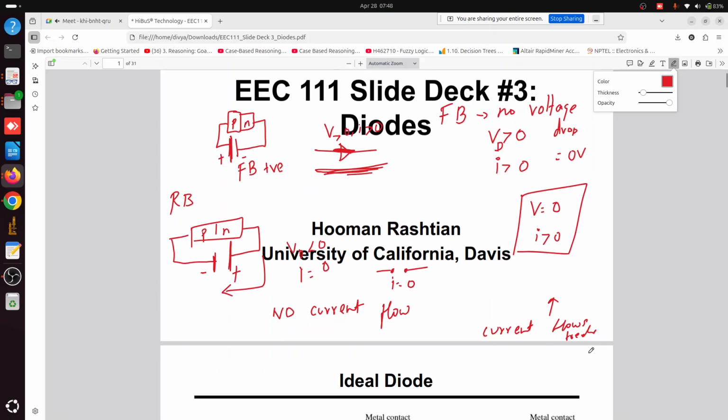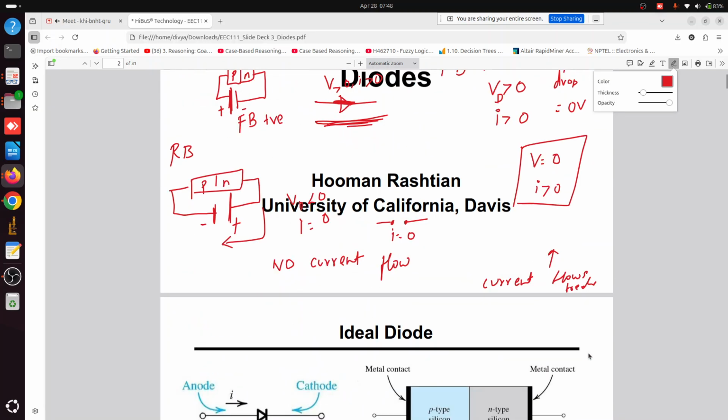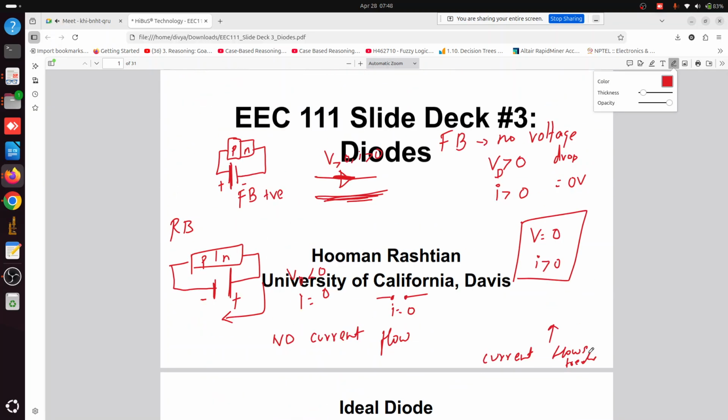Now this is whatever we have discussed till now. These are for an ideal diode. For forward bias, it's going to behave like a short circuit. In reverse bias, it's going to behave like an open circuit. Open circuit means no current flow. In forward bias, short circuit, so current is going to flow freely. So those are the two points you have to remember.